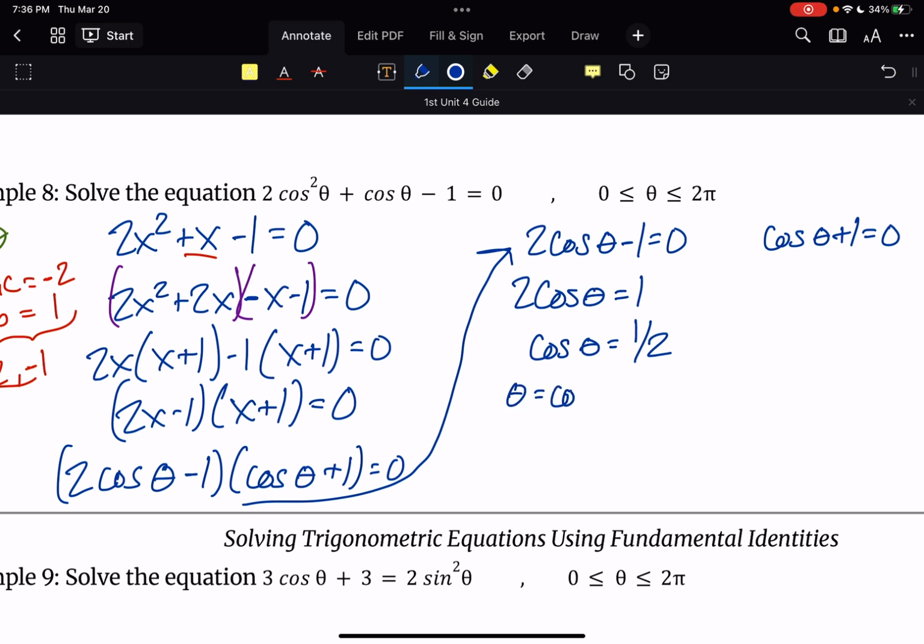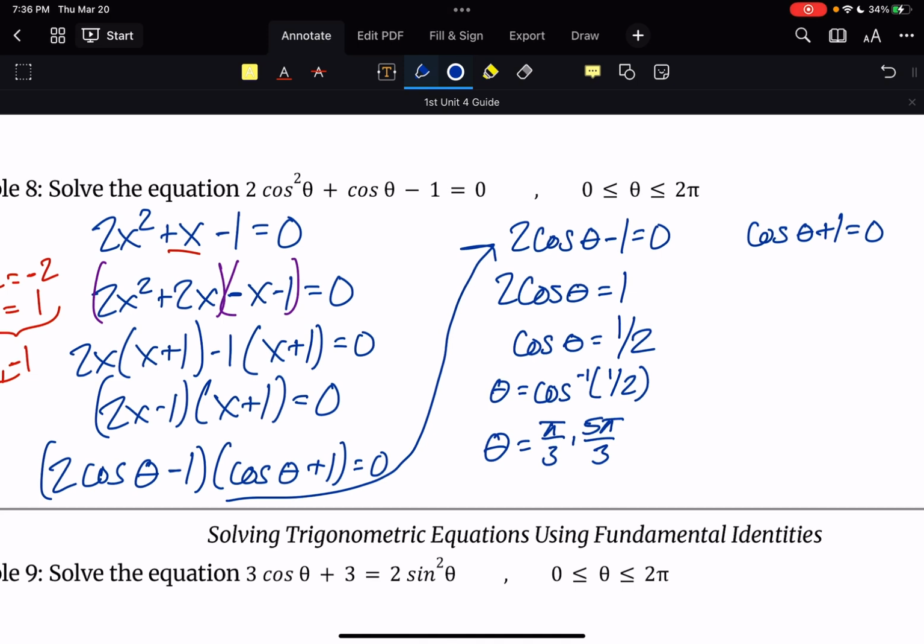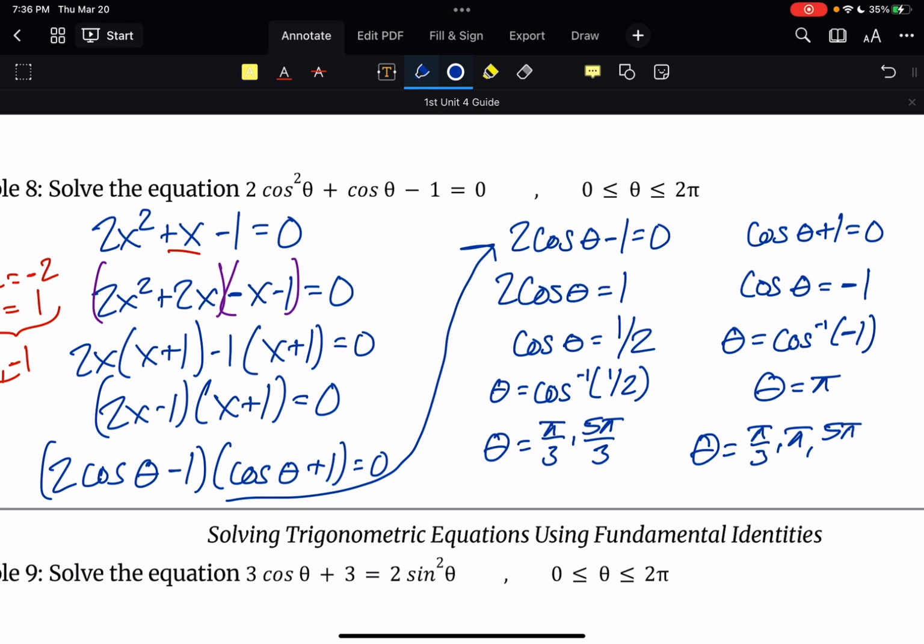And then theta is my inverse cosine of 1/2. So I'm asking, where do I get a cosine of 1/2? And that is going to be at pi over 3 and at 5 pi over 3. And then solving that second one, I'm going to subtract 1. So I get cosine of theta equals negative 1, and I know that theta is inverse cosine of negative 1. And we get a cosine of negative 1 at pi. So the 3 solutions to this equation are pi over 3, pi, and 5 pi over 3.